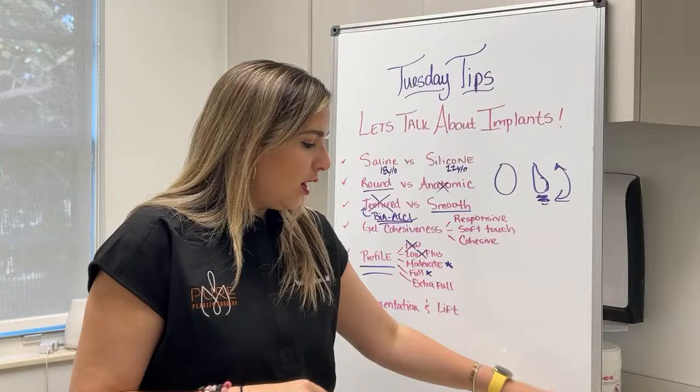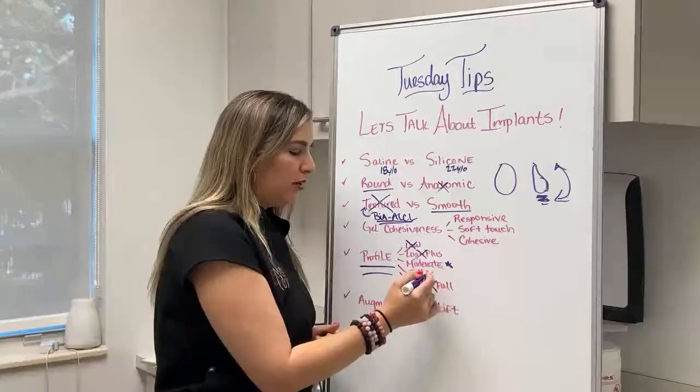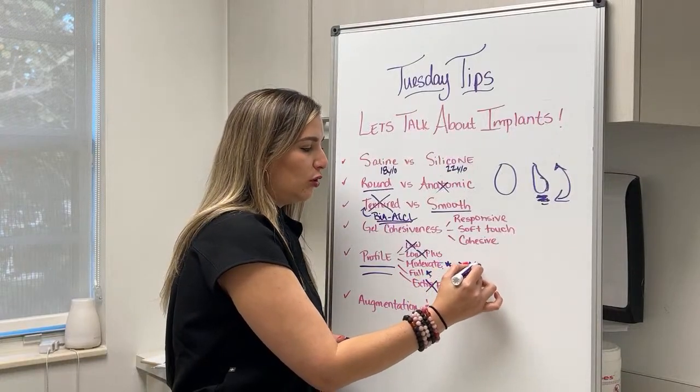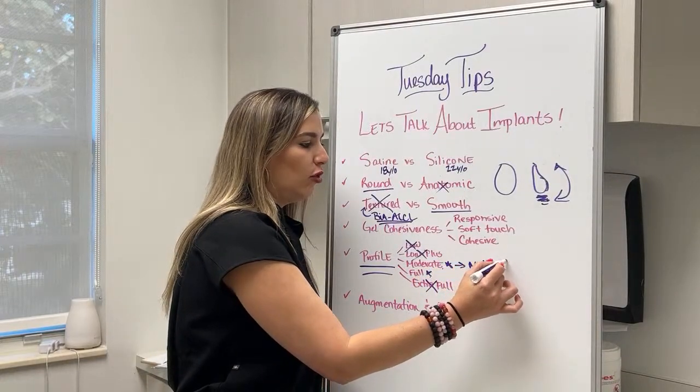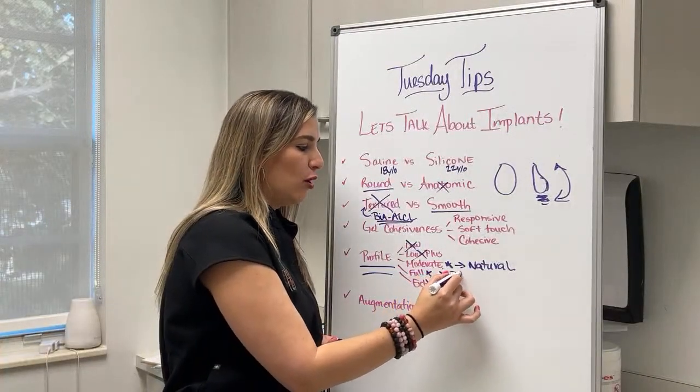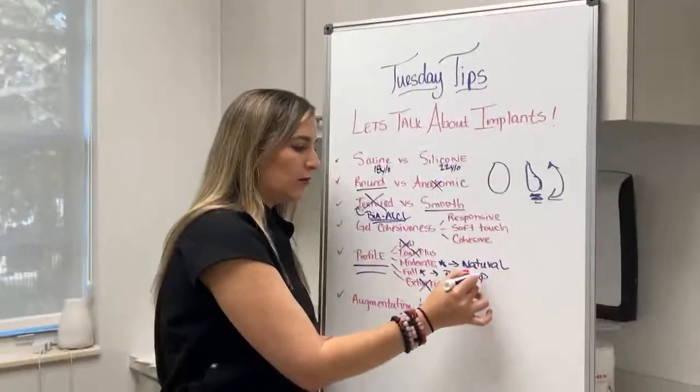So these two are my go-to implants, moderate or full. A moderate will give you a more natural look. It's still going to look fuller, but a more natural look, and a more push-up bra look, okay?